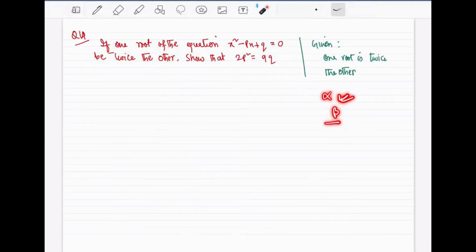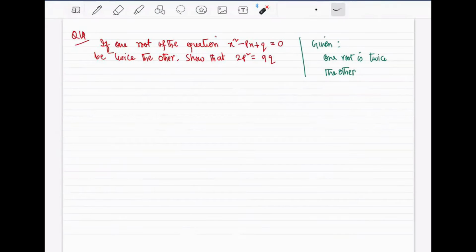Let's say this one is bigger. If this one is bigger, then according to the equation, it should be twice the other, right? So alpha is equal to... twice means you have to multiply by 2. Twice the other. What is the other root? The other root is beta. Let me repeat again. If the roots are alpha and beta, then according to the given, one root is twice the other. Let one root be alpha, is equal to twice, that is 2 times the other, beta.